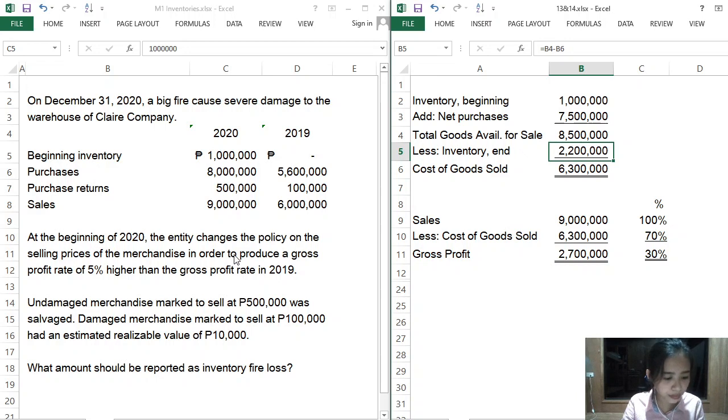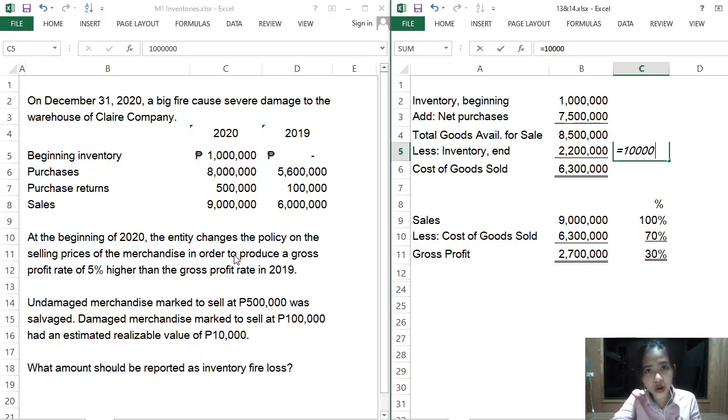So, we have here ending inventory 2.2, kaso meron tayong 10,000 na estimated value sa mga damaged merchandise. So, that's 10,000. So, dito yung column na to or yung item na to, dito ko nilalagay kung magkano yung actual na naiwan. So, based sa previous problems, dito natin nilalagay ang actual. So, we have 10,000, yung estimated realizable value.